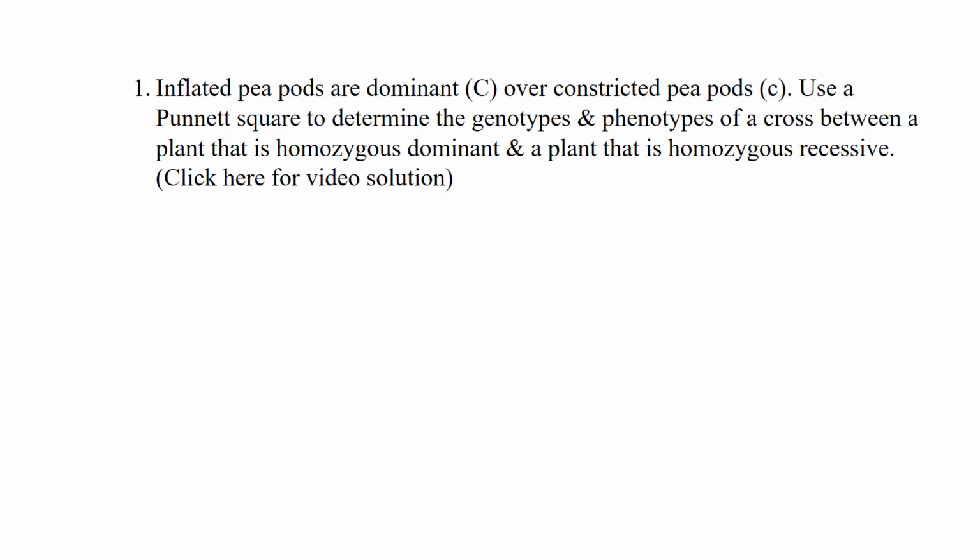So we know step one is to do a legend. Let's start reading and see if we can come up with some information for our legend. It says, inflated pea pods are dominant, C, over constricted pea pods, with a little c. So before you even move on to the rest of the question, we have enough information to start a legend. So step one, we said, is a legend.